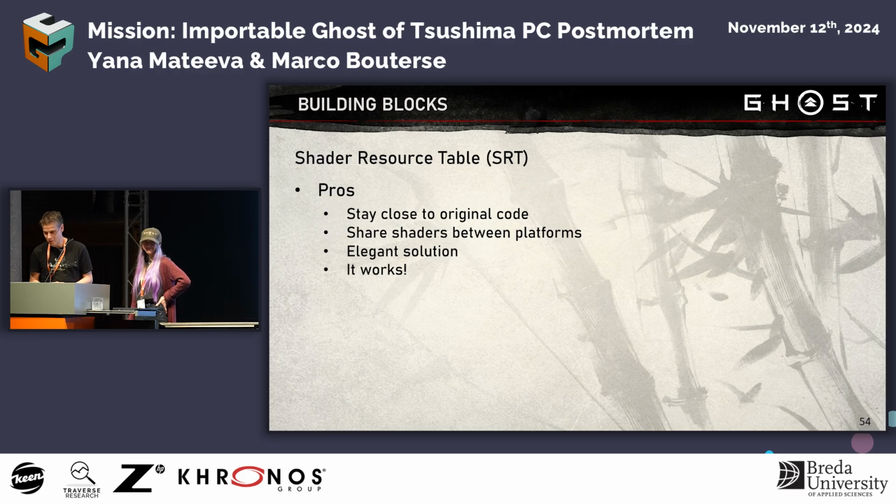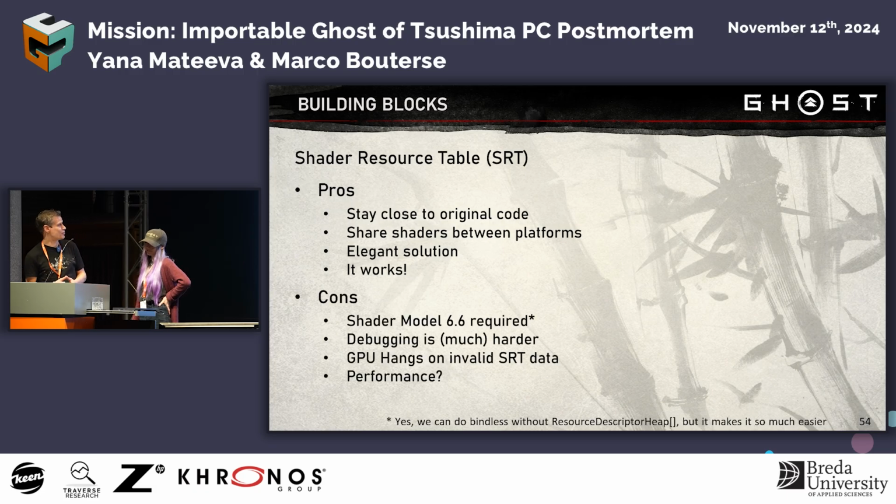So let's evaluate our approach. There are some pros here. We can stay really close to original code. We can keep sharing the same shaders between both platforms. It's a rather elegant solution, but most importantly, it actually works. There's also some drawbacks. It requires shader model 6.6 to do the bindless. And at this point, we didn't really know if that was going to have any impact on our min spec. It makes debugging a lot harder. I will show you in a minute. And also opens up a lot of potential for GPU hangs. Also, at this point, we don't really know how it's going to affect performance in the end.